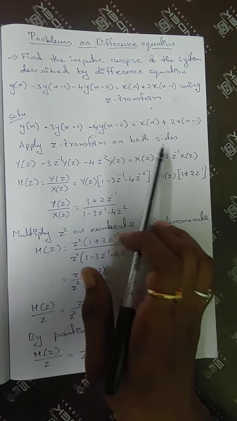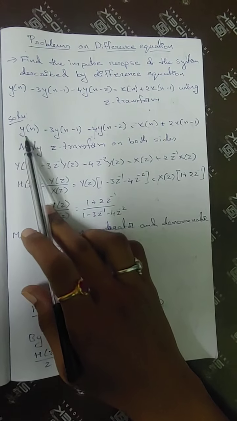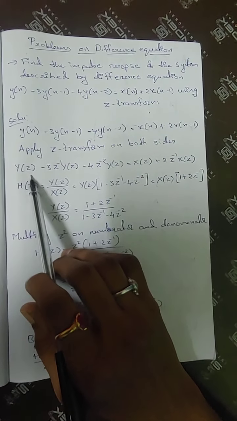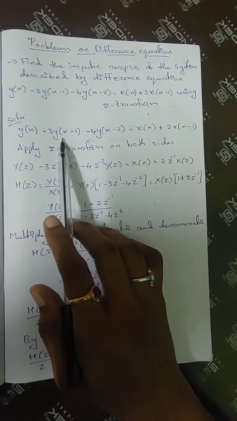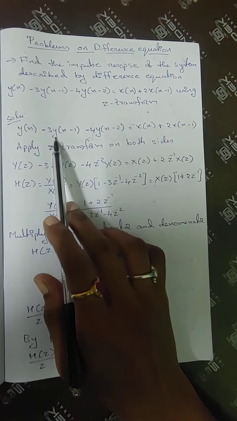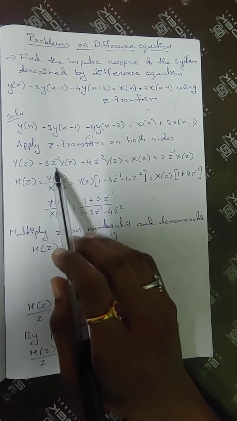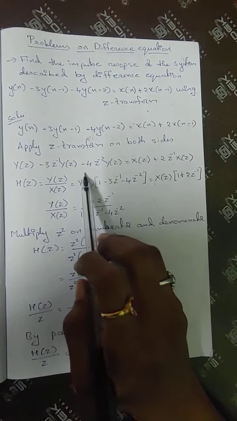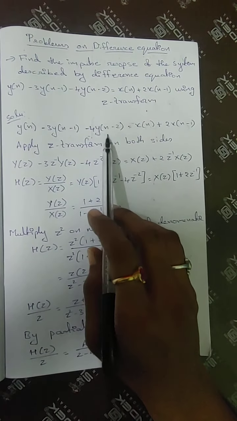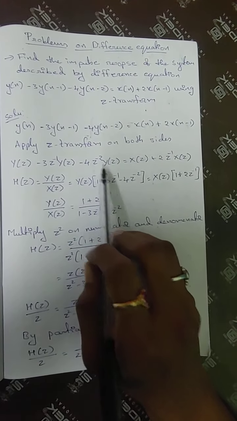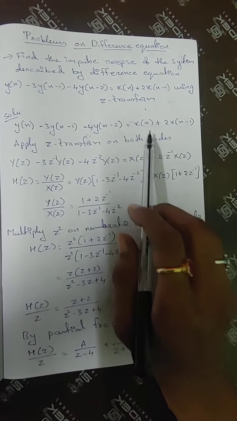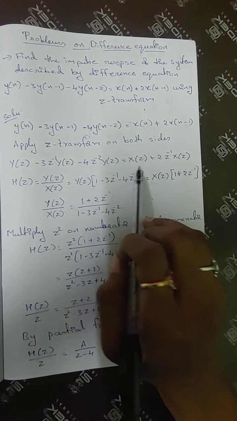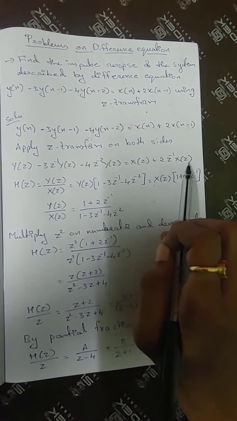So apply Z transform on both sides. So here Z transform of y of n is nothing but Y of z, and 3 into the Z transform of y of n minus 1 is z inverse Y of z, minus y of n minus 2 Z transform is z power minus 2 Y of z, is equal to x of n Z transform is X of z plus 2 into z inverse X of z.